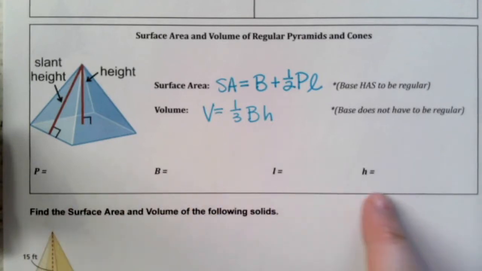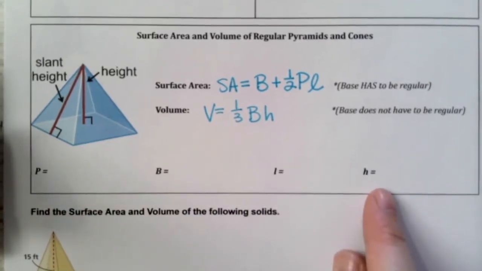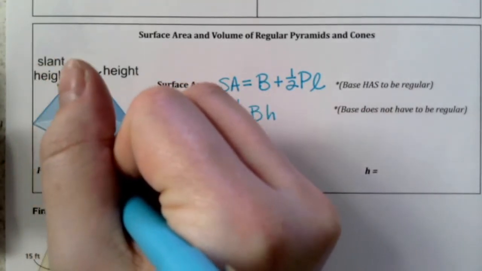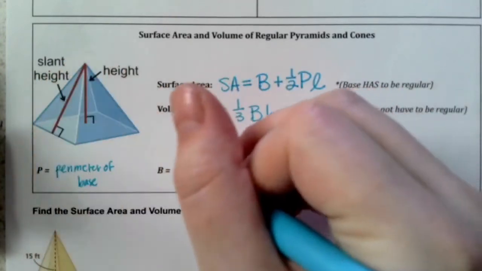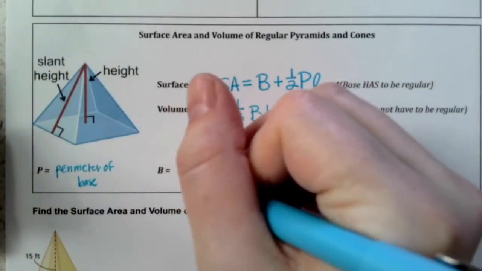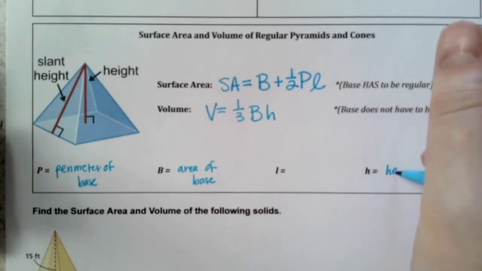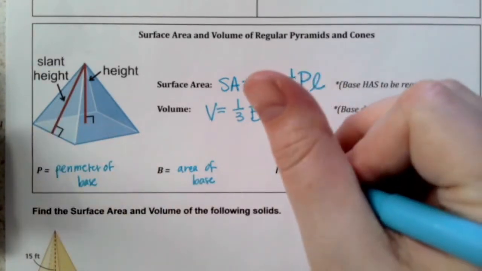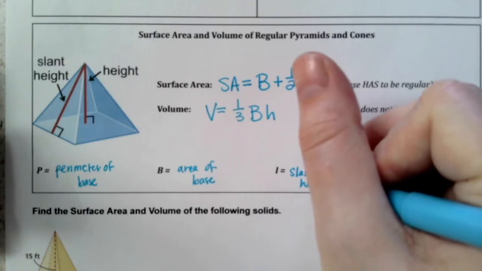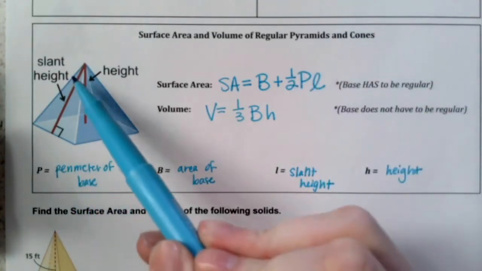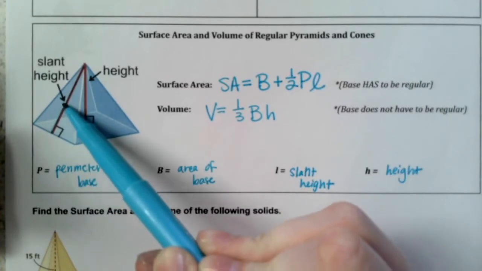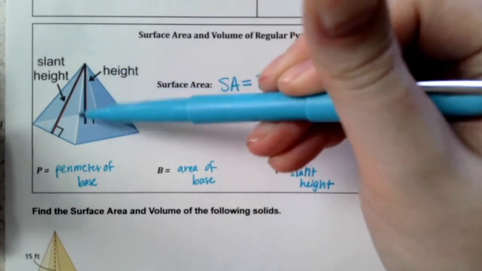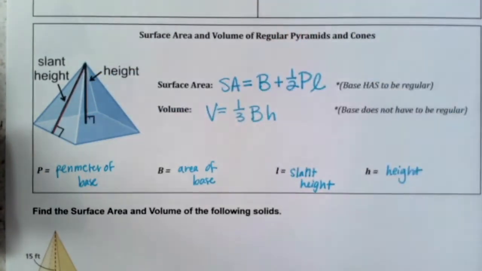Most of these variables are the exact same as the prisms and cylinders part. P is still perimeter of the base. B is still the area of the base. H is height. The only one that's new is this cursive L, and that is our slant height. The slant height is like on the face, so you can imagine it's like the diagonal, and the true height is like if you drop a line straight down from the vertex to the middle of the base.